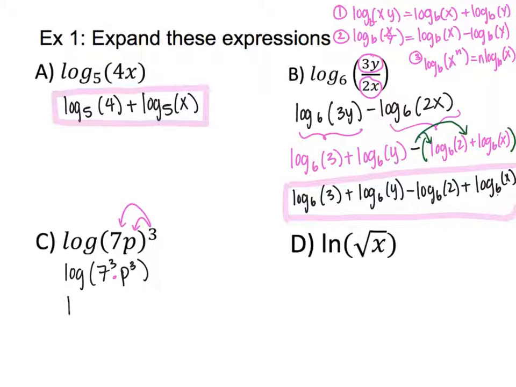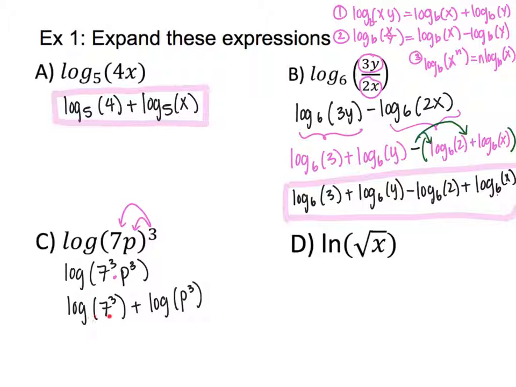So I have log 7 to the third plus log p to the third. Oh, by the way, I didn't mention this a moment ago, but notice that this one doesn't have a base written, so by default the base is 10.